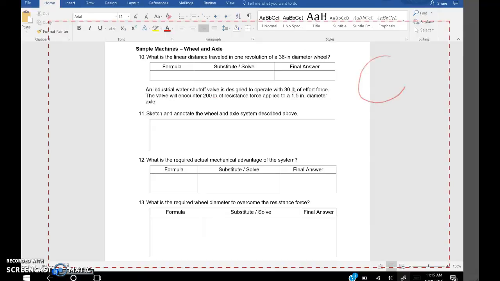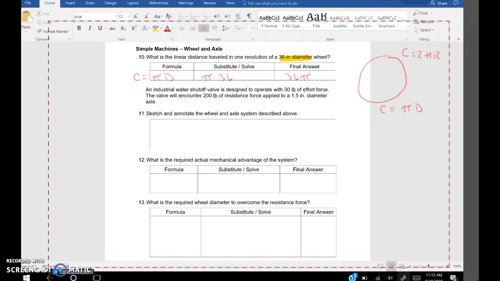So if we have a wheel, the distance traveled around the outside of a wheel is going to be the circumference of a circle, which is essentially equal to 2 pi r. Or it could be circumference equals pi diameter. And you should have learned that in your geometry class. So if it gives us that the wheel is a 36-inch diameter, then all we have to do is plug in. So our formula here would be pi d. And if we substitute the diameter, it would be 36. So our final answer would be 36 pi.